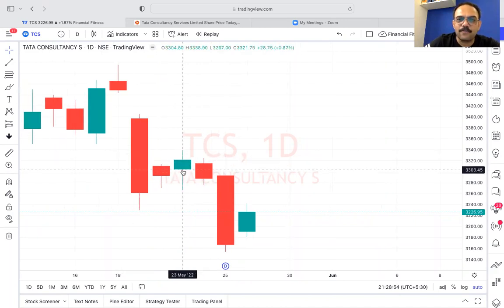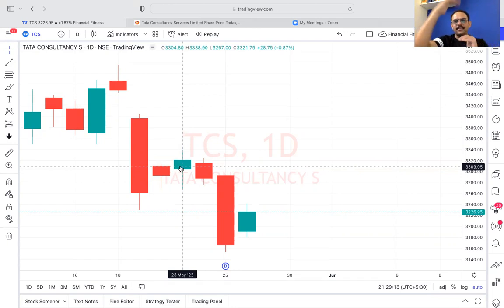This day, on 23rd May, what happened? On 23rd May, what happened? AKC, it is not open greater than close. If it is green, that means the closing was higher than the opening.